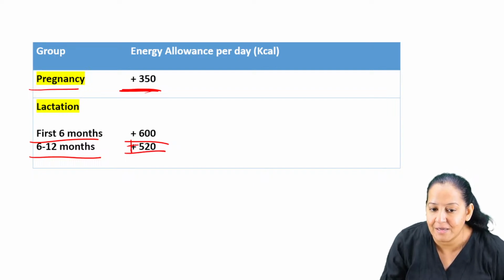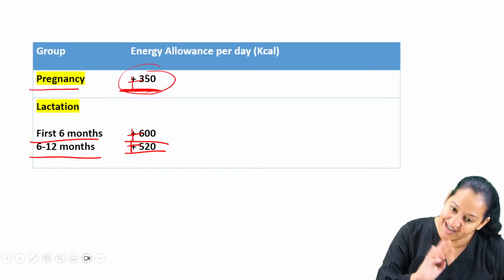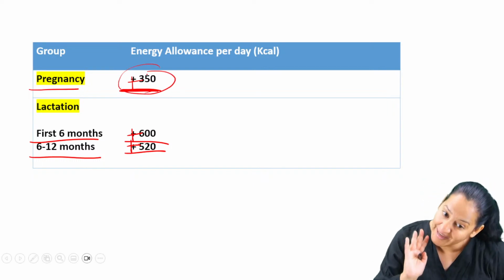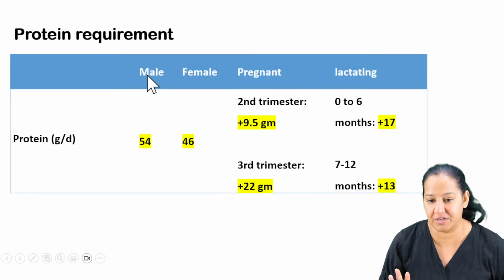See the plus sign. See, the plus means additional. It is not just 350; you have to take 1600 or 2100 or 2700 anyway, and on top of that you have to take this much. It is additional. You are getting my point.